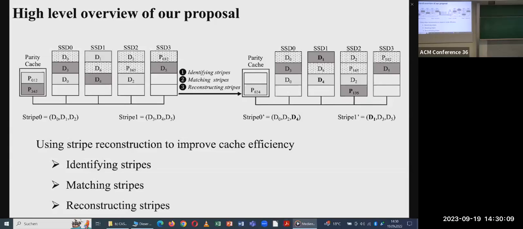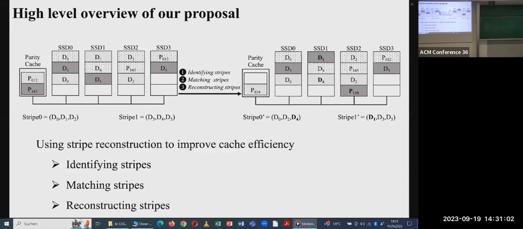For example, two reconstruction candidate stripes, stripe 0 and stripe 1, are matched as a reconstruction pair. By referring to the update hotness of data chunks in both stripes, we reconstruct data chunks D0, D2, and D4 as the new data stripe of stripe 0. Meanwhile, the data chunks D1, D3, and D5 are reconstructed as the other new stripe, stripe 1. The parity chunk of new stripe 0 is kept in the cache, but the parity chunk of new stripe 1 is flushed onto the underlying NAND flash array, and its data chunks are cold updated.